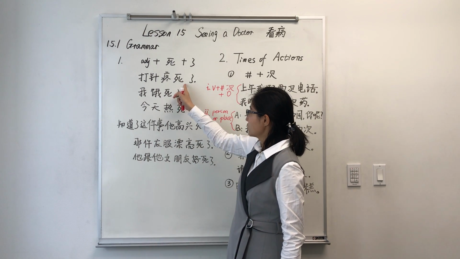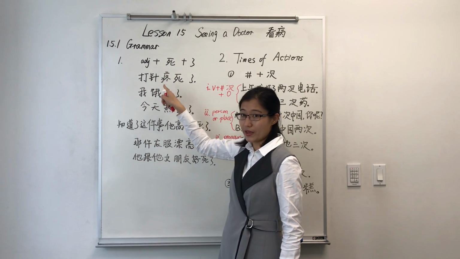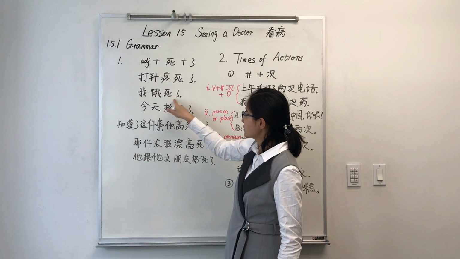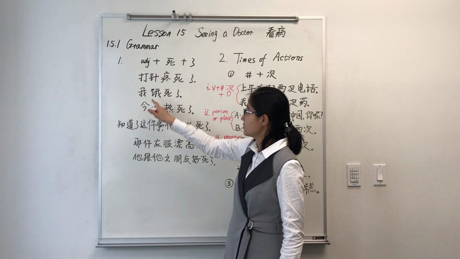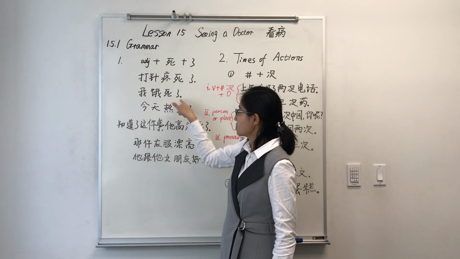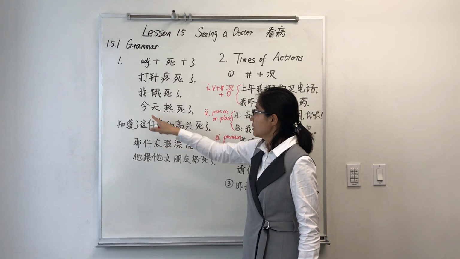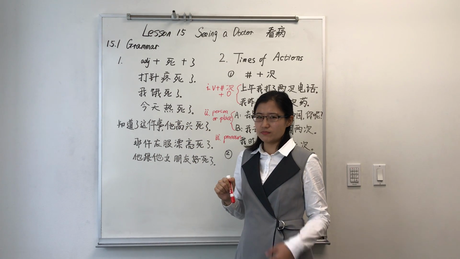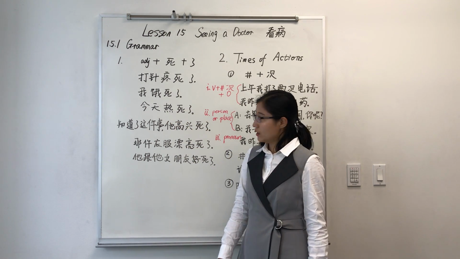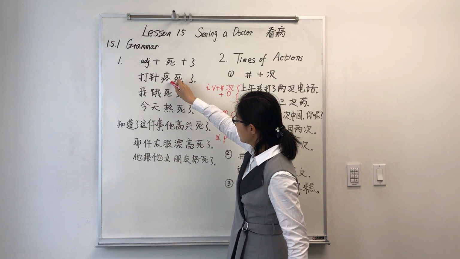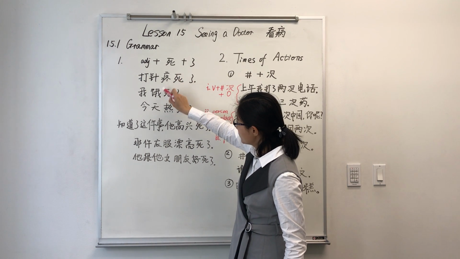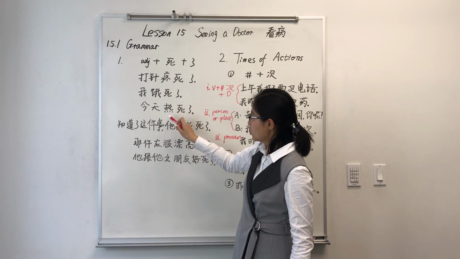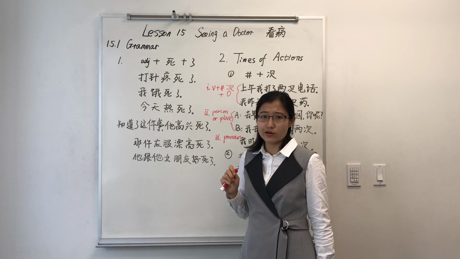疼死了 describes that the pain is really painful. Next one, 我饿死了. 饿 means hungry. 我饿死了, I'm starving. 今天天气热死了, it's so hot outside. You see, 疼 is pain, painful or hurt. 饿 is hungry, starving. 热, it's not a good word.